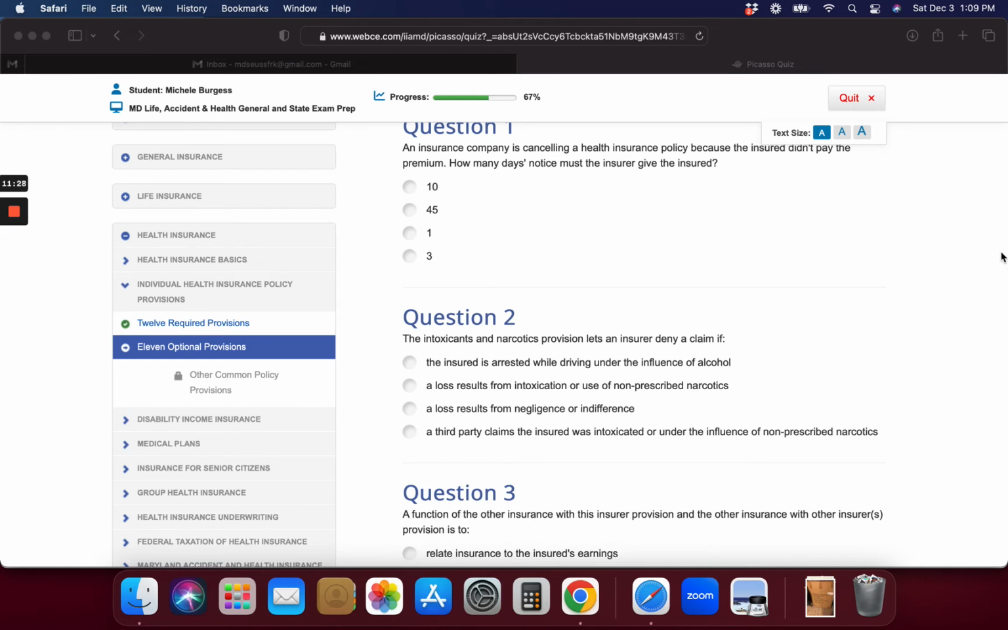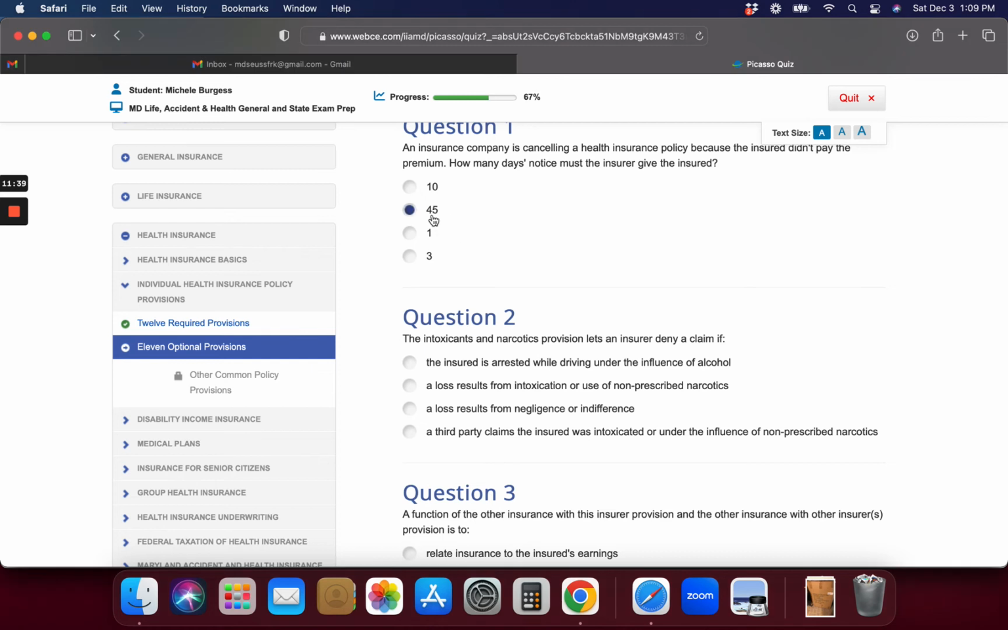Okay, here's the questions. An insurance company is canceling a health insurance policy because the insured didn't pay the premium. How many days notice are you supposed to give the insured? I want to say 45. That might be too much. Might be 10.